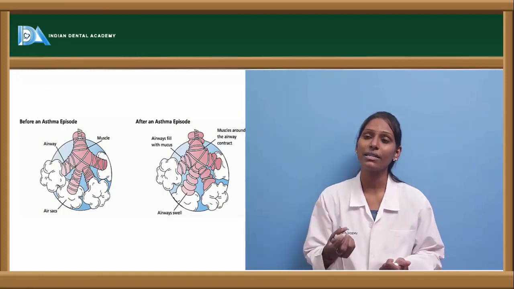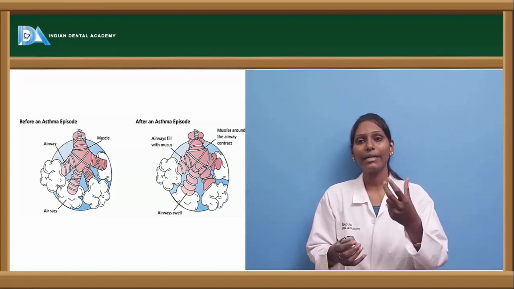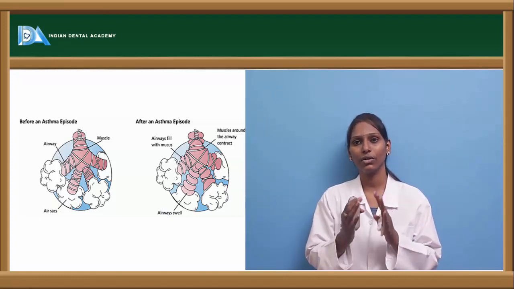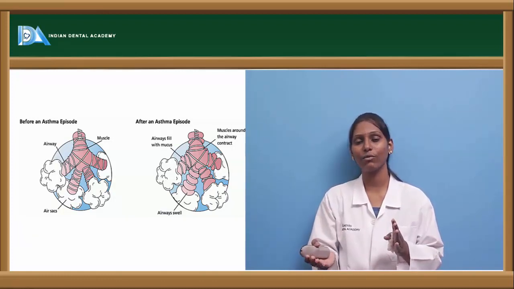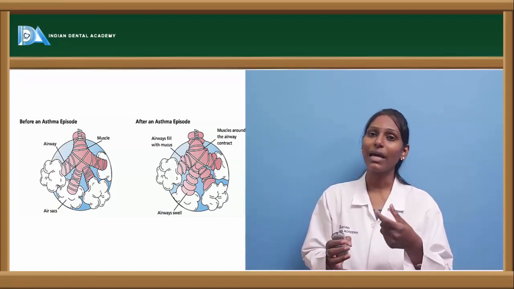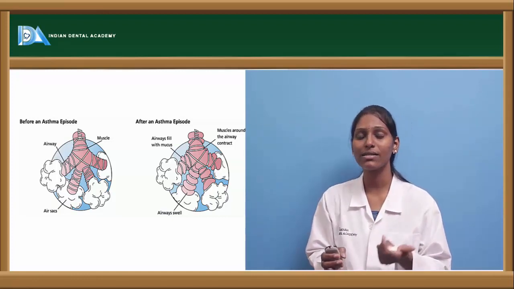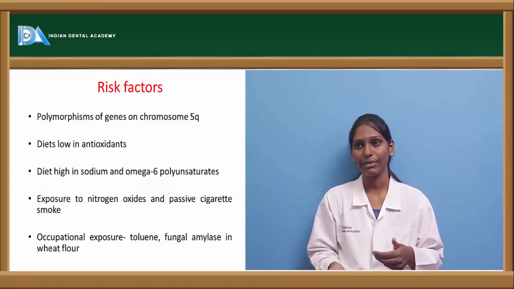Before an asthmatic episode, the air sacs are normal in size, but after an asthmatic attack, the air sacs are swollen and the airway tract is filled with mucus plugs. This leads to difficulty of breathing in asthmatic patients.